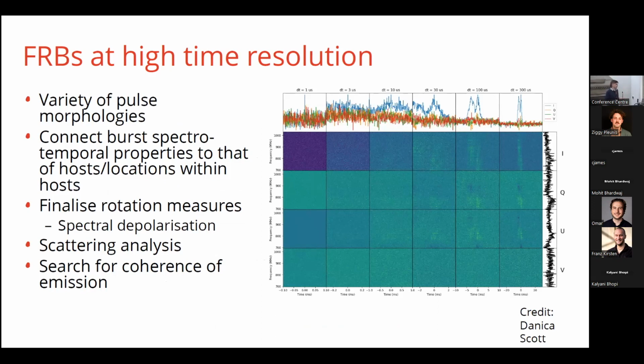At the moment we're finalizing rotation measures and the spectral depolarization of the FRBs, understanding the scattering, and searching for the coherence of the emission. So what I'm trying to discuss here is just ways that we can use populations of host galaxies and populations of FRBs, and combine them together to bring the most detailed description of what FRBs are.